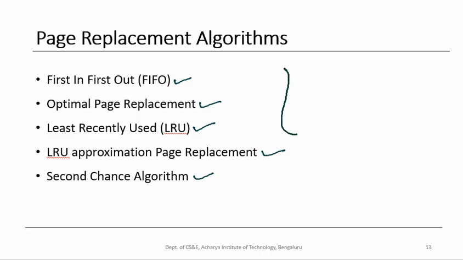Now, in order to evaluate the performance of these algorithms, we consider number of page faults as the parameter. Less the number of page faults, better is the performance of an algorithm. So that means if first in, first out algorithm ensures less number of page faults, then this is better compared to the other which produces more number of page faults. Now let us take up first in, first out page replacement algorithm and understand how it functions.